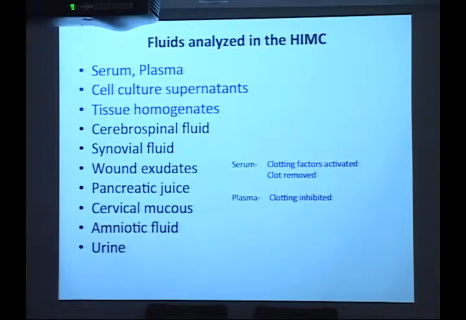So in serum, you're activating the clotting cascade, and you're removing the clot. Hence, you don't have the clotting factors. Whereas in plasma, you're just inhibiting them using heparin or EDTA. They're still present. So that's the major difference between them. Otherwise, they're very similar. But as you can see, the patterns are completely different. And thanks for pointing that out.